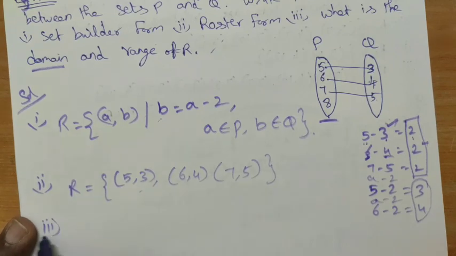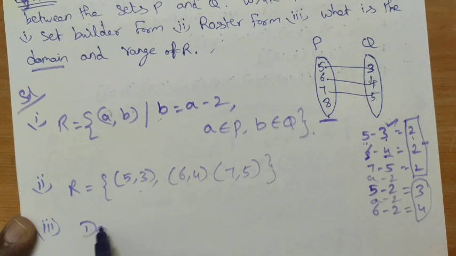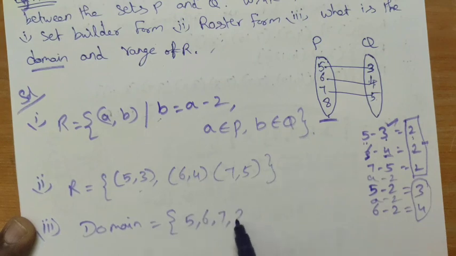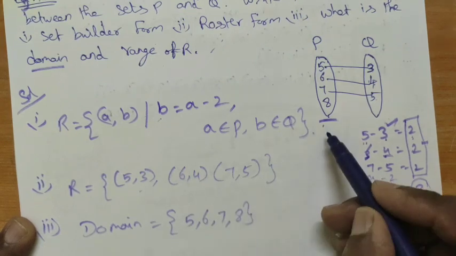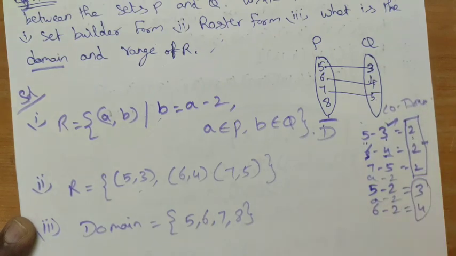Last, the third Roman number, they are asking what the domain and range are. I already told you the domain is always the first set elements. So 5, 6, 7, 8. Here P is the domain, right? This is the codomain. So the domain is 5, 6, 7, 8. We want to write the range also. The range is always mentioned in set notation form.